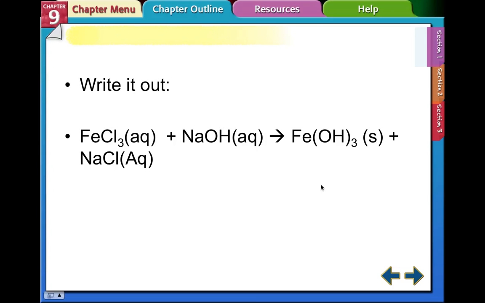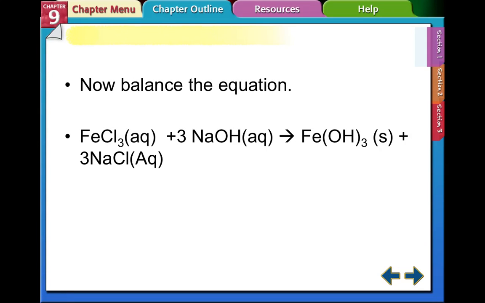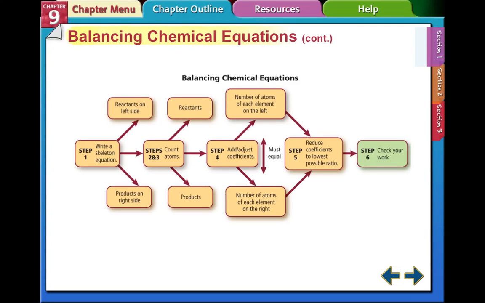So we have to add coefficients to get this to balance out. So we end up with FeCl3 plus 3 NaOH yields Fe(OH)3 plus 3 NaCl. You're going to get it. It just takes practice to figure out which coefficients go where. But we have to learn how to balance equations before we can move on and learn the types of chemical reactions.